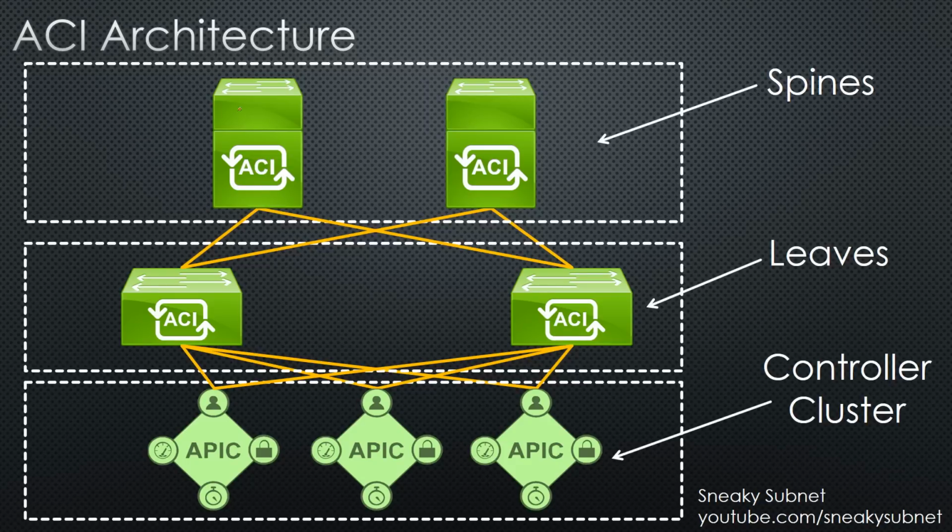So for example, we have spine 1 and it should have connections to all leaf switches, to leaf 1 and leaf 2. And spine 2 should have connections to all leaf switches, to leaf 1 and leaf 2. And vice versa for leaves. Leaf 1 has connections to all spines, to spine 1 and spine 2. And leaf 2 has connections to all spines, to spine 1 and spine 2 in our example.